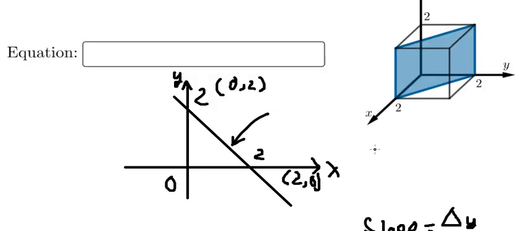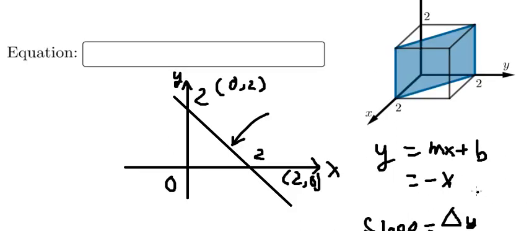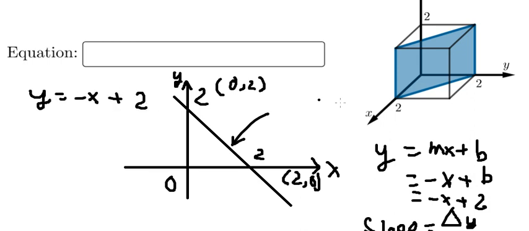And then we have y equals mx plus b. So m is negative 1. So we want to find the value of b. So I will select the point (0, 2). We put 0 here, 2 here, and b equals 2. So that's it: y equals negative x plus 2.